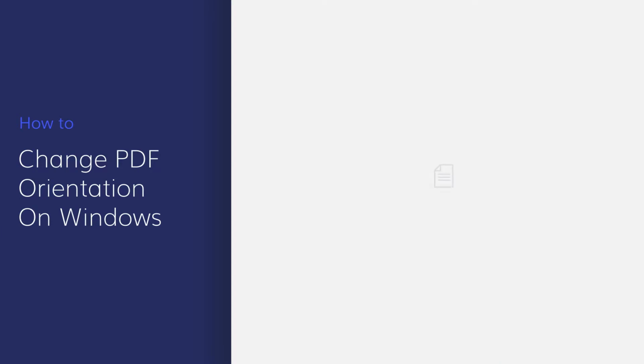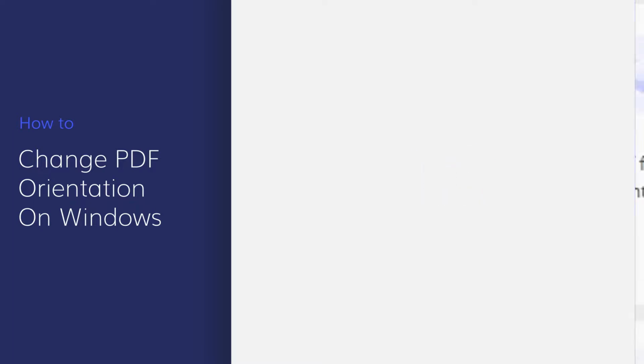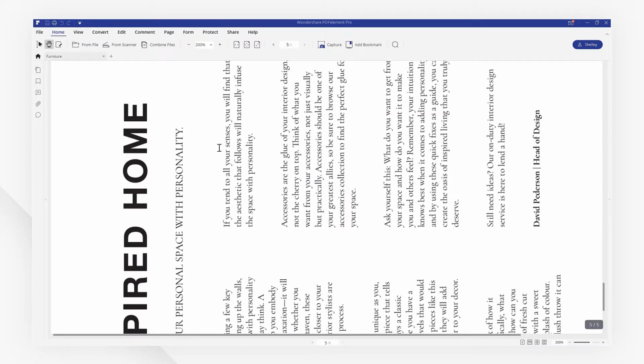Sometimes, with scanned PDF documents, the pages may end up with the wrong orientation. But PDFelement has a quick way to save your document with the correct orientation. Let's take a look. Start by opening a PDF.